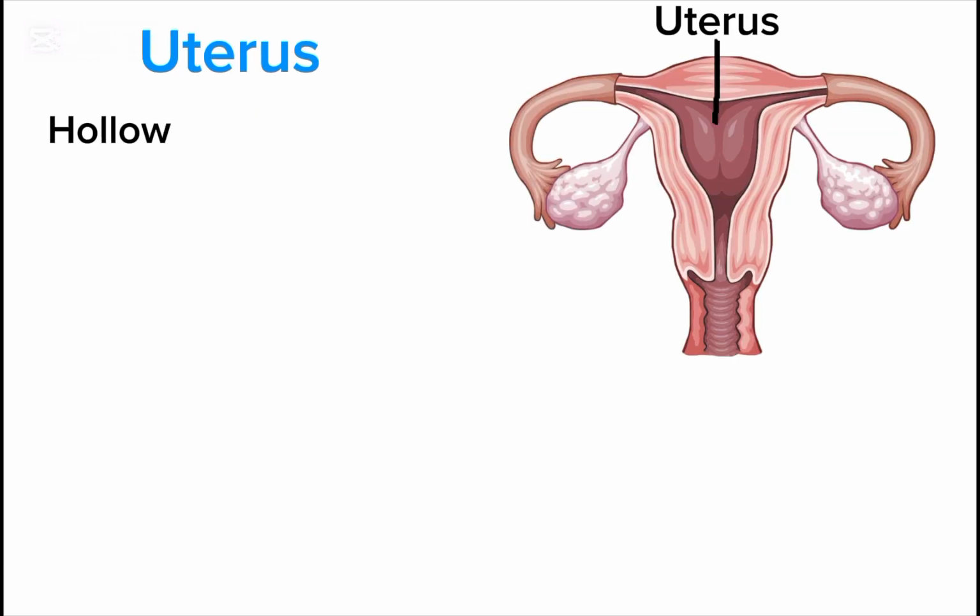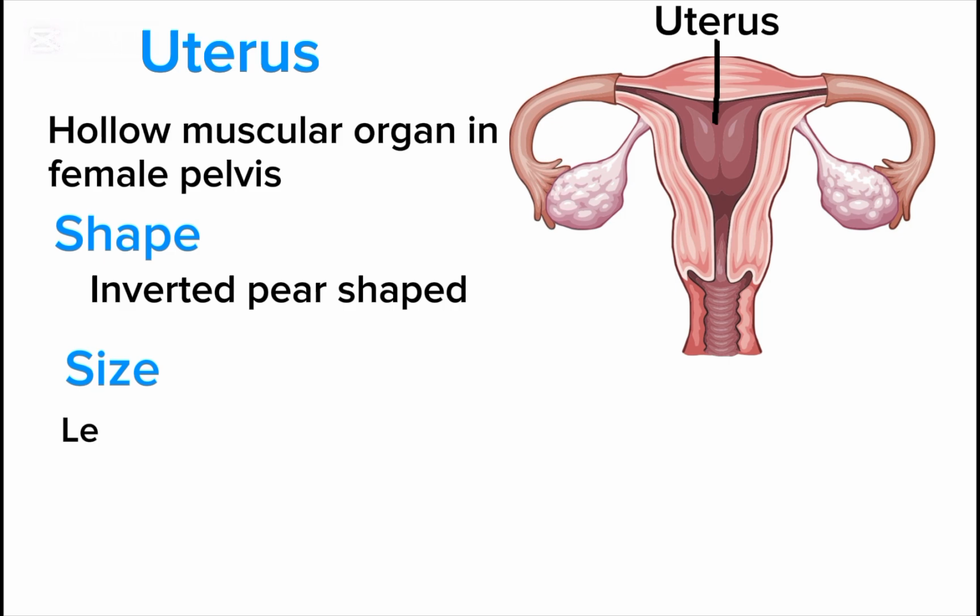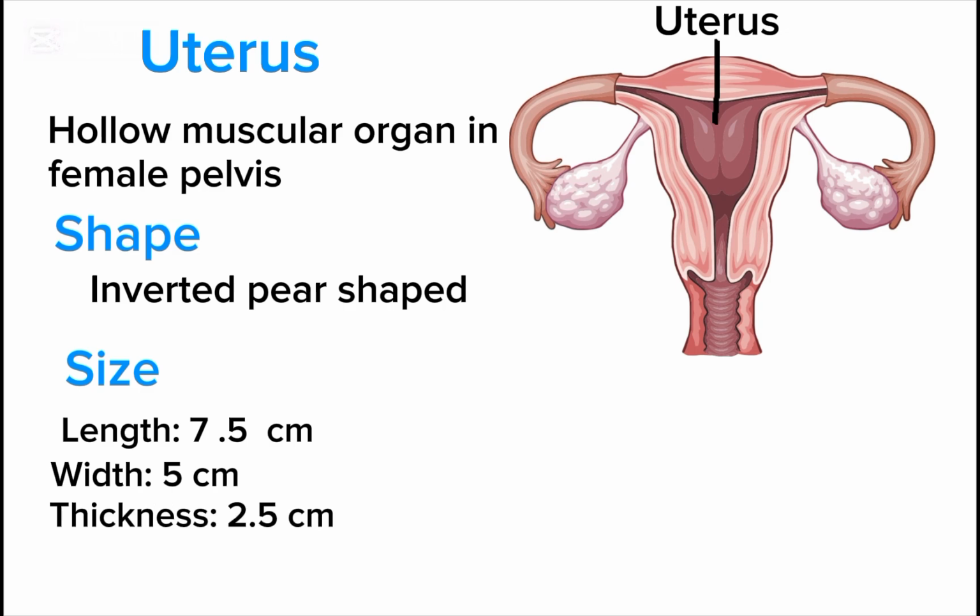Uterus is the hollow muscular organ present inside the female pelvis. It is the main reproductive site for menstruation, implantation of fertilized ovum, and nurturing site for developing fetus during pregnancy in female. It is inverted pear-shaped organ. It is about 7.5 centimeter long, 5 centimeter wide, 2.5 centimeter thick, and weighs between 30 and 40 grams.